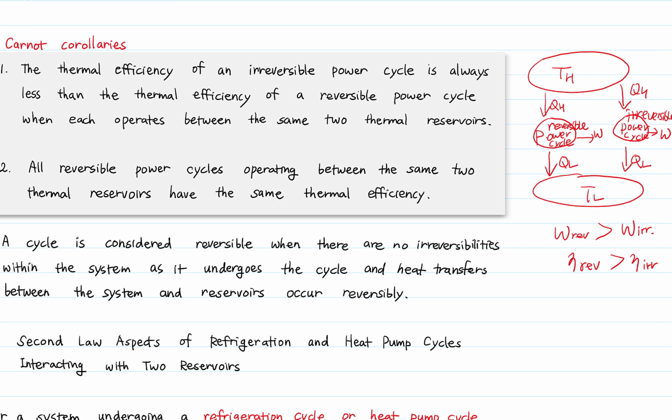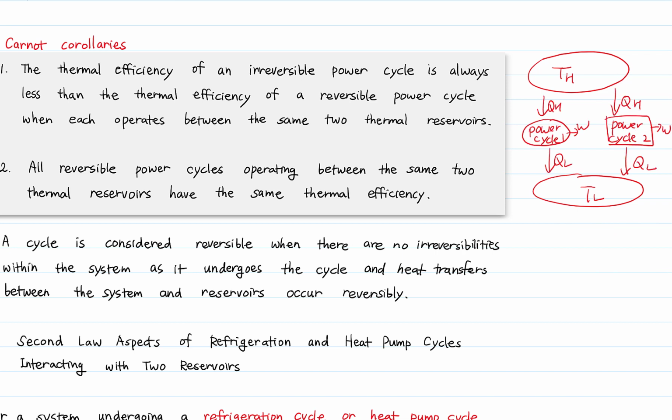The second Carnot corollary: all reversible power cycles operating between the same two thermal reservoirs have the same thermal efficiency. So this time consider two reversible power cycles, but they have different designs. As long as they have the same two reservoirs and they are reversible cycles, they have the same thermal efficiency.